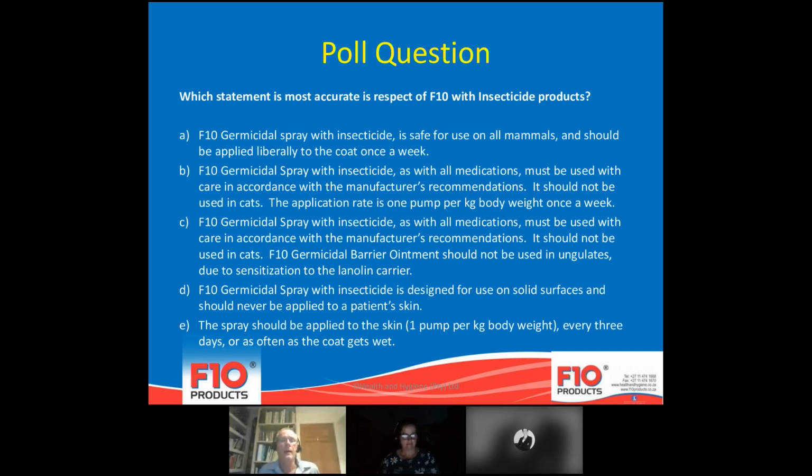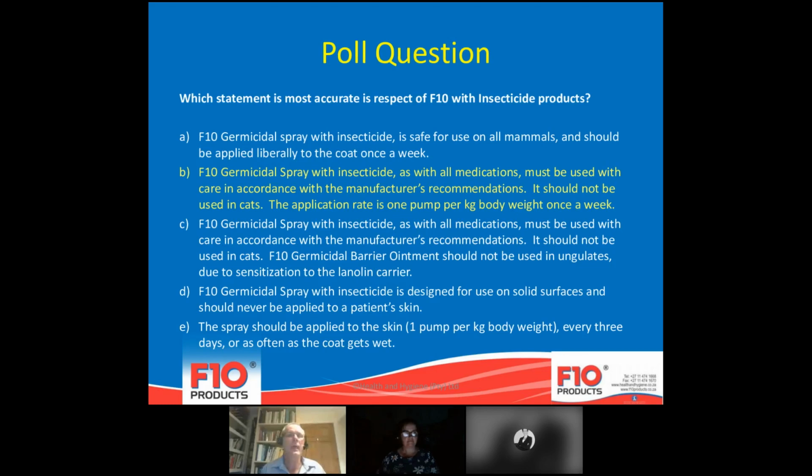And then C. This is where it says that F10 germicidal barrier ointment should not be used in ungulates due to sensitization to the lanolin carrier. That's absolute rubbish. Lanolin, of course, is the oil in sheep's wool, and does certainly not cause sensitization in ungulates. So there's no reason why you shouldn't use it in ungulates. And then D, lastly, there is an F10 surface spray, but it's not the germicidal spray with insecticide. So you just need to be careful to make sure you know what product you're dealing with, and you'll be absolutely fine. Okay, so let's move on from there.